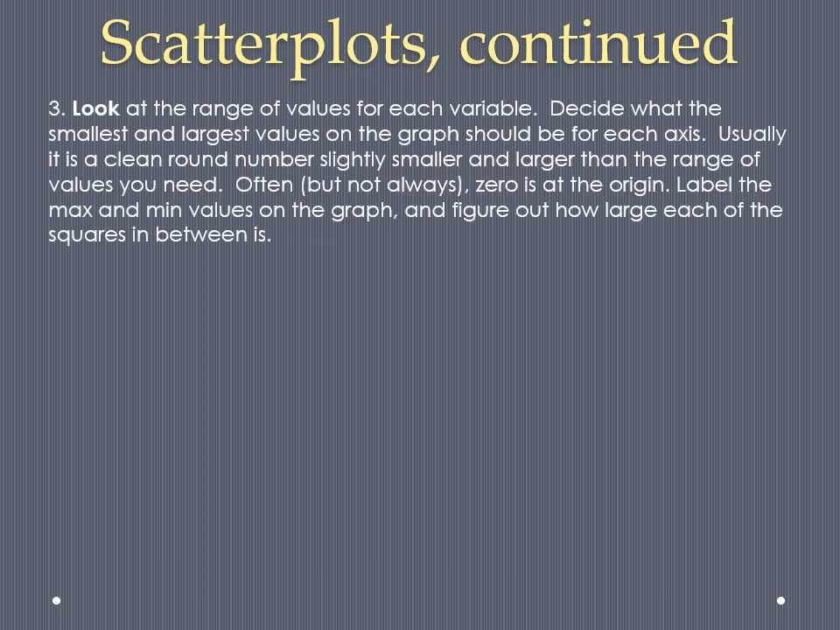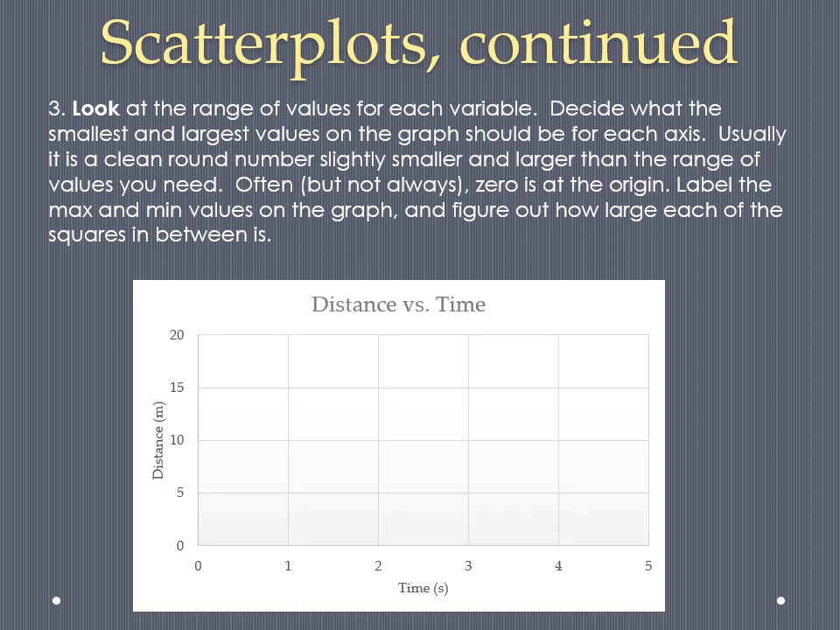The third thing to do is to come up with the scale or the range of values. You want to look at your data table to figure out what the smallest and largest values need to be on each axis. And then I usually choose a clean round number, slightly bigger or smaller than the range to graph. Often, but not always, 0 is going to be at the origin. I would say in this class, put 0 at the origin unless there's a really, really good reason not to, because we're really interested in the intercepts of the graphs, and you won't be able to tell anything about the intercepts if you don't put 0 at the origin.